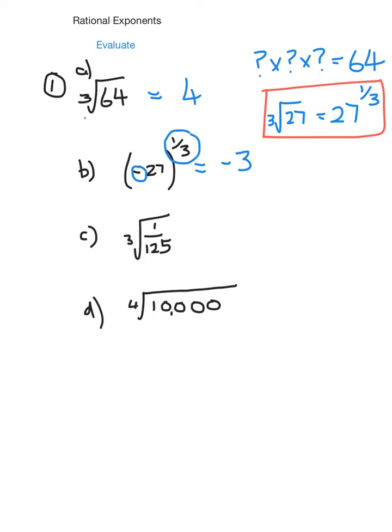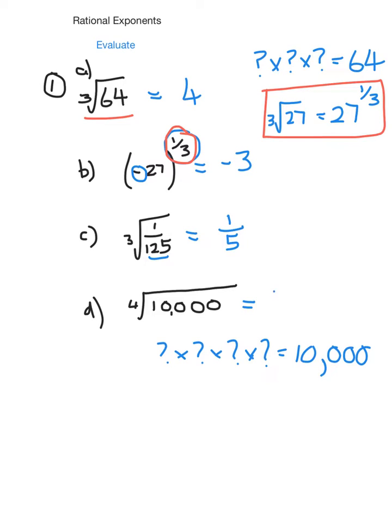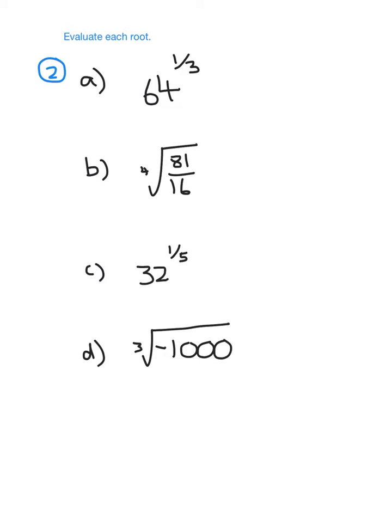So part A here does the cube root, and part B does the power 1/3. They are the same. So here the cube root of 1 over 125, well the cube root of 1 is 1, because 1 times 1 times 1 is 1. And the cube root of 125, or what number times itself 3 times equals 125, of course it's 5. So this is 10,000. The fourth root of 10,000, again, what number times itself 4 times equals 10,000. And usually the numbers are quite nice, and of course this is quite nice too. The answer is 10.